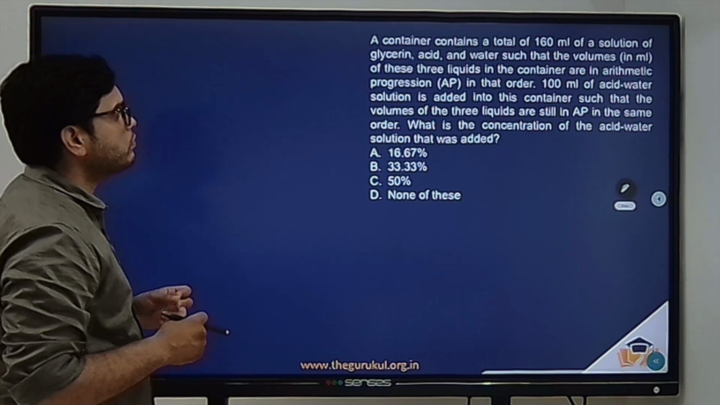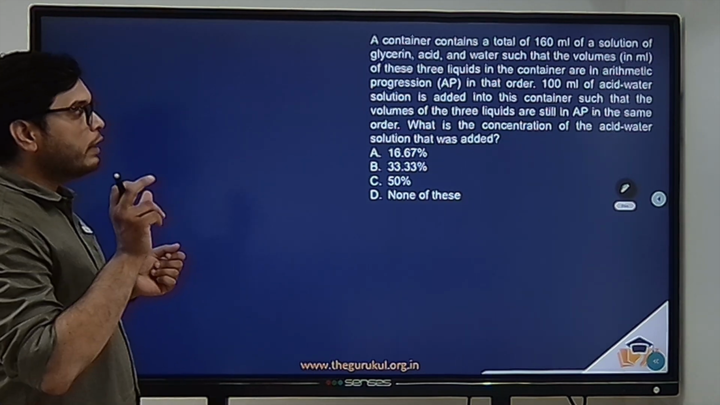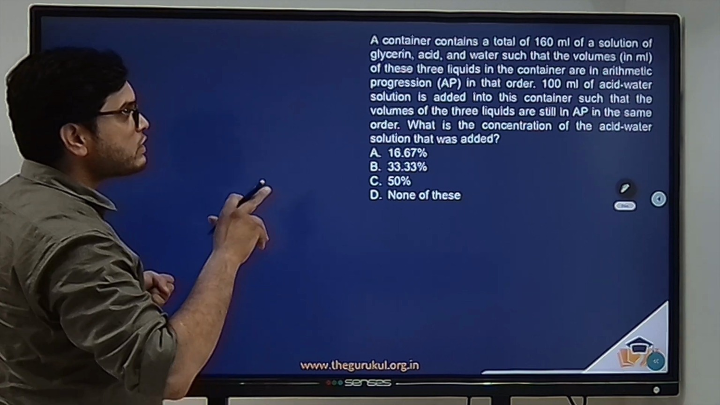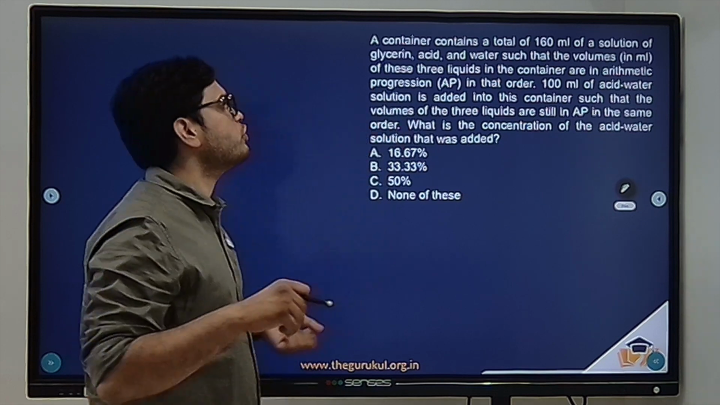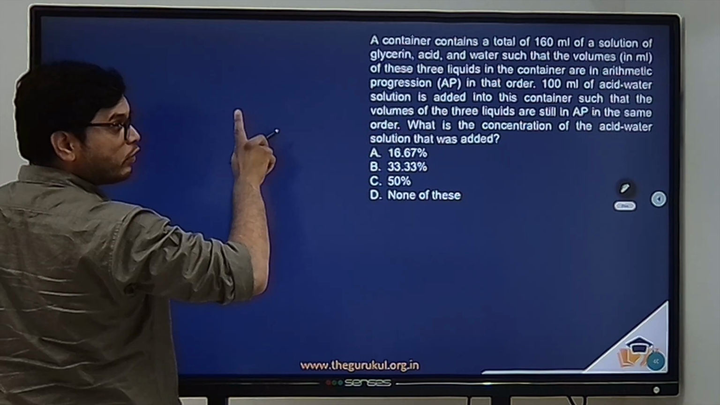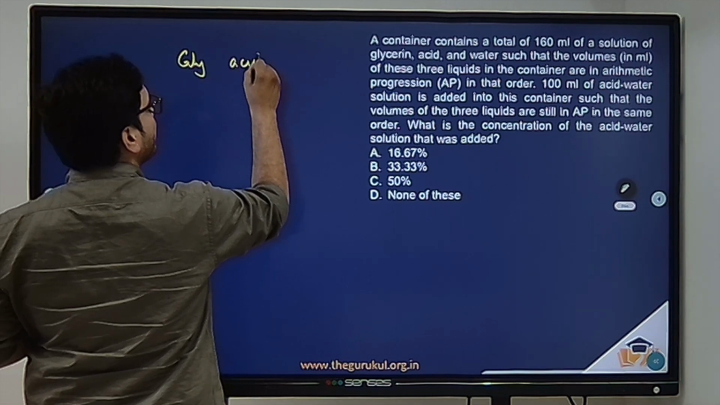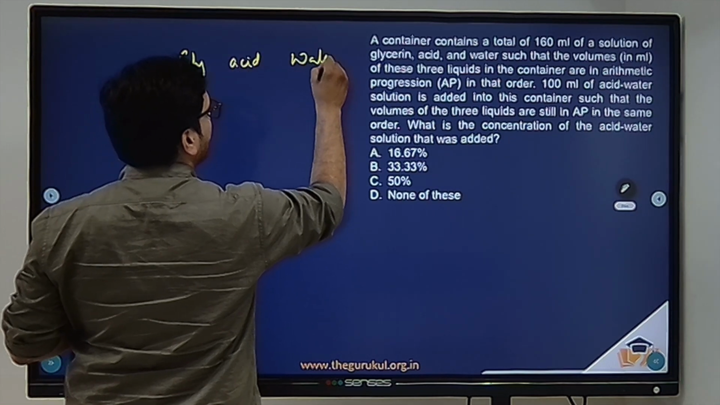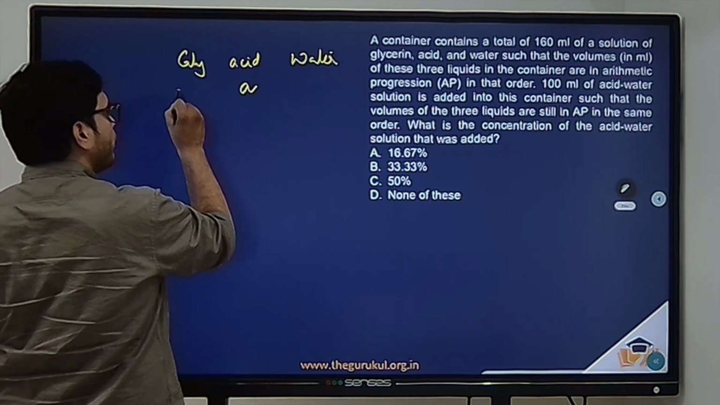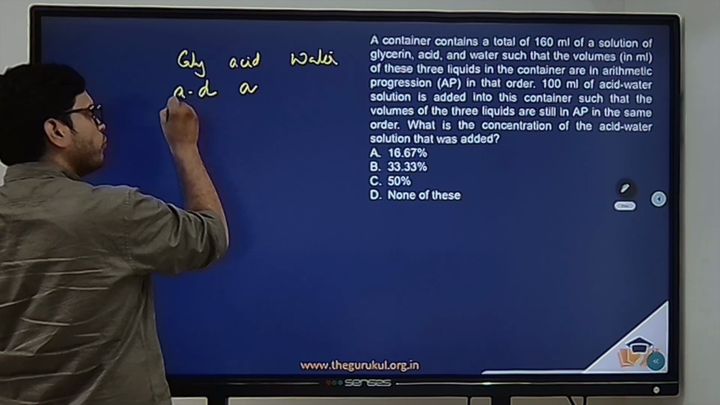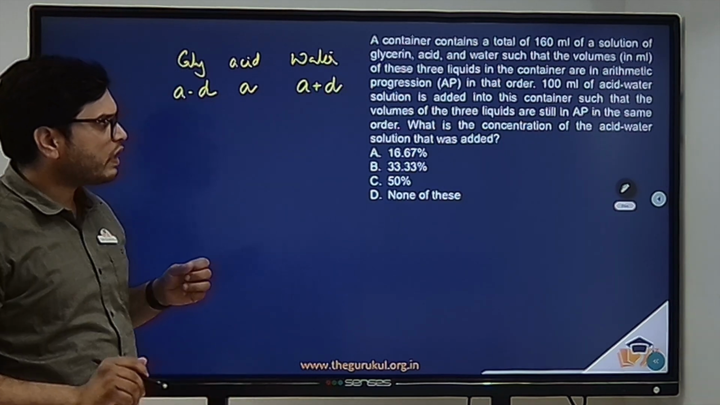To this question, a container contains a total of 160 ml of a solution of glycerin, acid, and water, such that the volumes of these three liquids in the container are in arithmetic progression, and that too in that order. So we have glycerin, acid, and water. Now these three are in arithmetic progression. So if I consider this to be A and the common difference as D, this becomes A minus D and this would be A plus D, right?